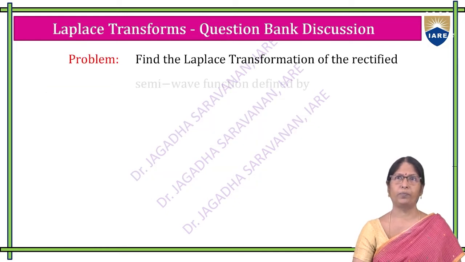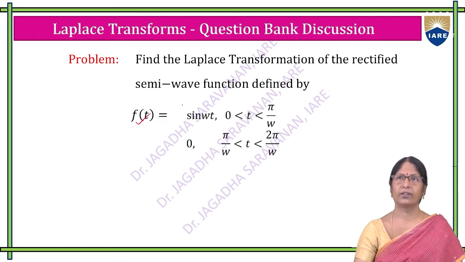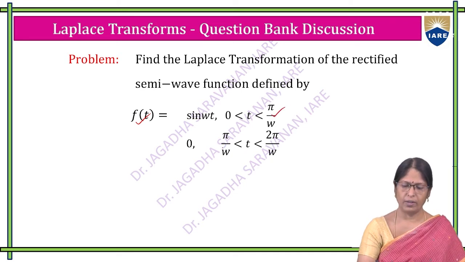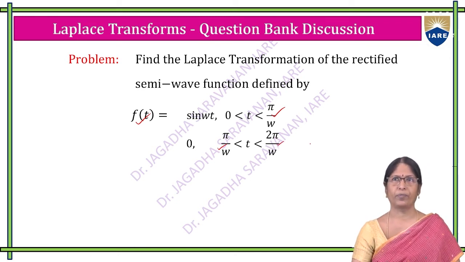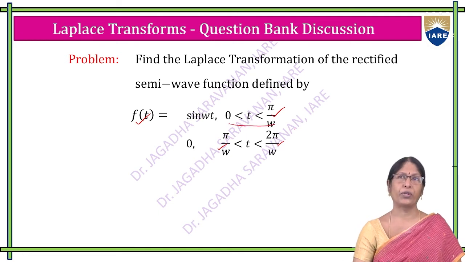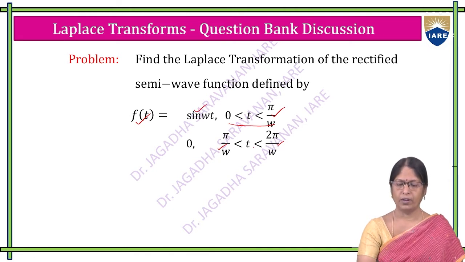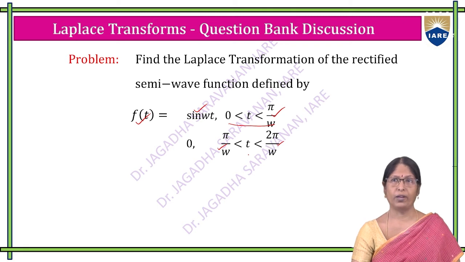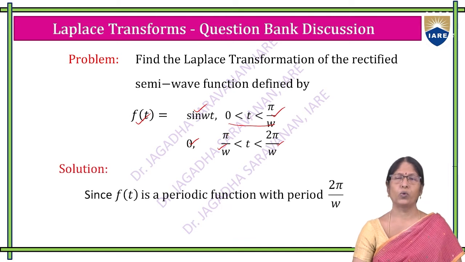So the next problem, which is in our question bank, f of t. Here t lies between 0 and pi by omega, and then from pi by omega, t lies between pi by omega and 2 pi by omega. If t lies between 0 and pi by omega, according to this limit condition, the function is sine omega t. Otherwise, when t lies between pi by omega and 2 pi by omega, the function is 0. So here, from 0 to 2 pi by omega, there is a periodic function.